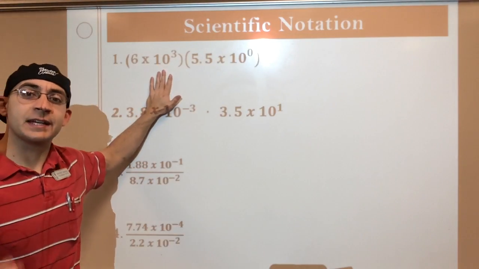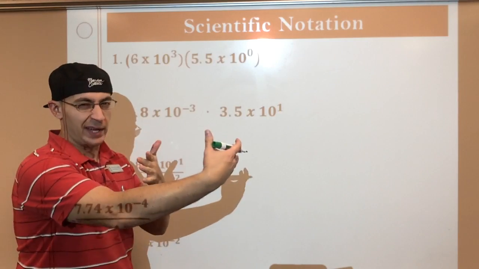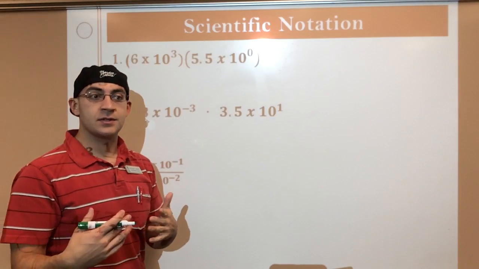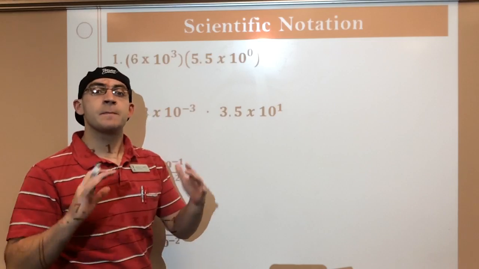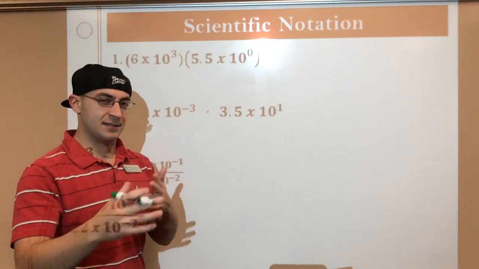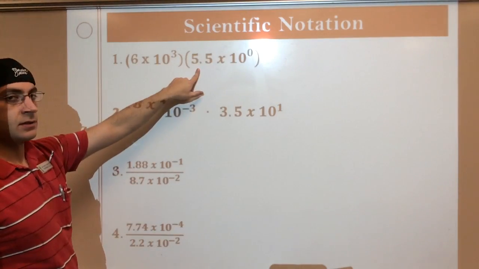A couple of ways that we can get scientific notation done. The first way is kind of the real way, right? It's not really a fake way, but there's the real way. And the real way is to use the laws of exponents and work it out that way. The cheat way is, well, we'll get there. Four problems for you. Multiplication, okay?